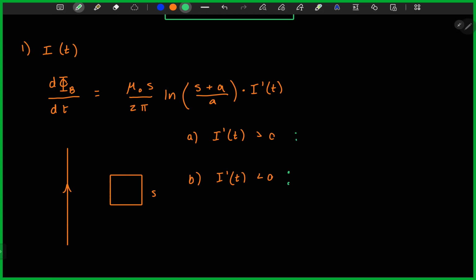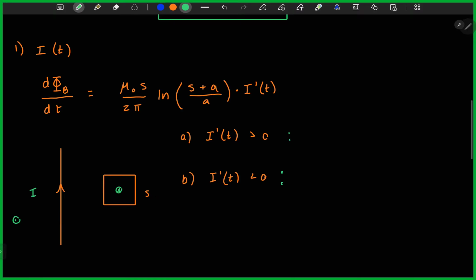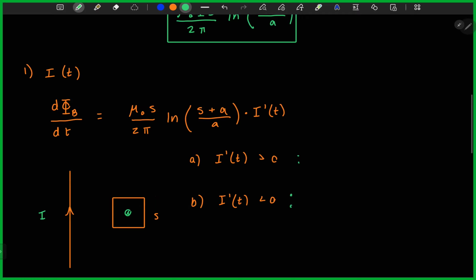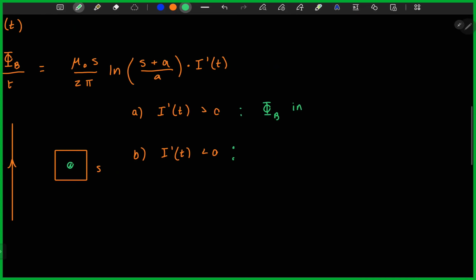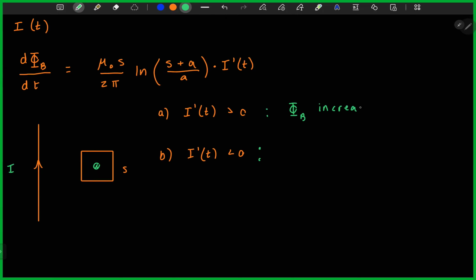Again, let's recall that since our current was going up, the field at the right side of our wire is going into the page, and coming out of the page on the left, but that is of no concern. If I prime of t is greater than 0, that means we're producing more flux going into the page. So phi B increases into the page, or in the negative k hat direction. That tells us that our EMF is in the positive k direction, so as to oppose those changes.